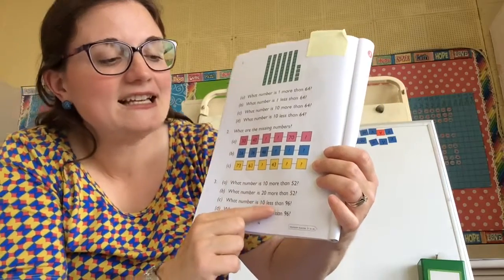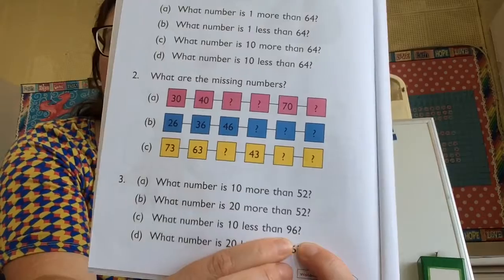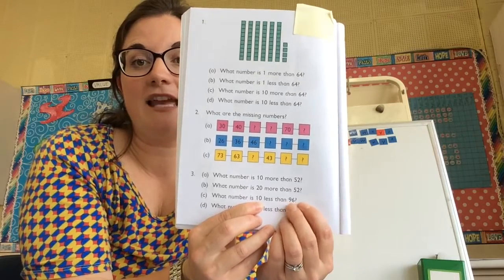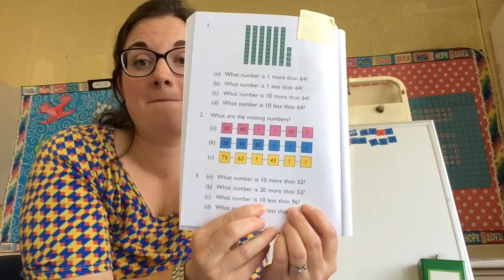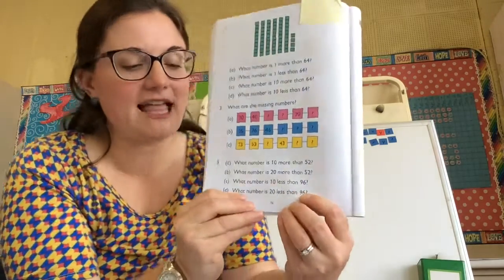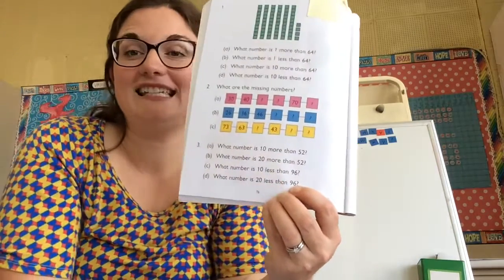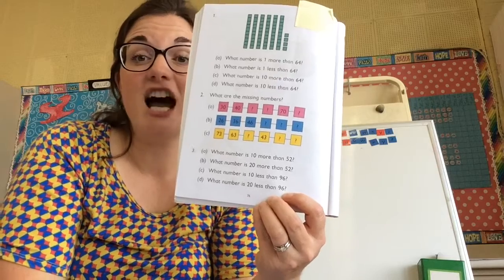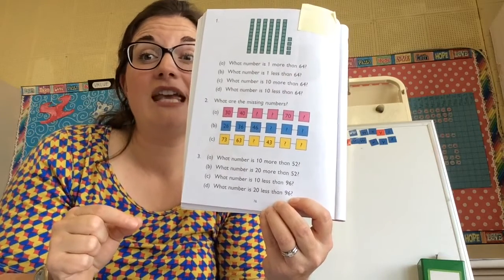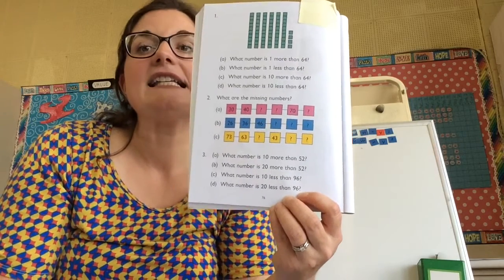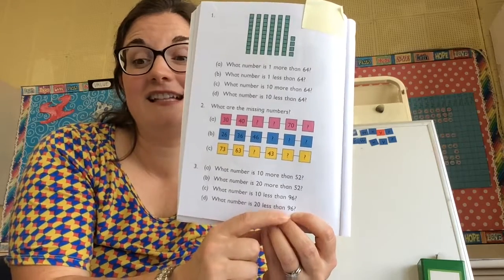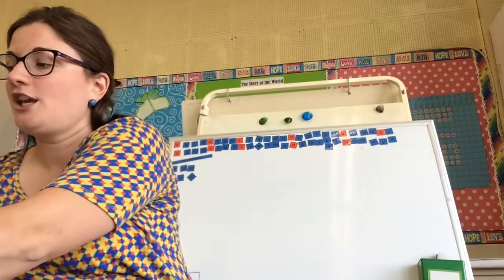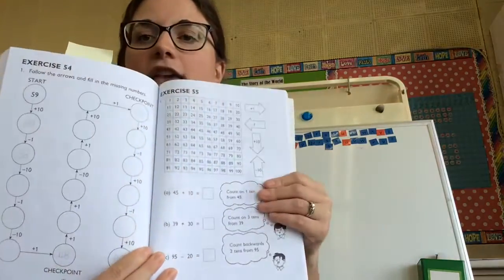What number is 10 less than 96? So we're going to start at 96 and we want to do 10 less. Can you take a 10 away? How many tens would I have then? I'd have 8 of them. What number would that be? 86. Yes. And let's do the last one. What number is 20 less than 96? Well, 20 is 2 tens, so I have to count back 2 tens. I have 90, or 9 tens. If I take one away, I'd have 8 tens, and take another one away, I'd have 7 tens. So what number would I have? 76. You're right.